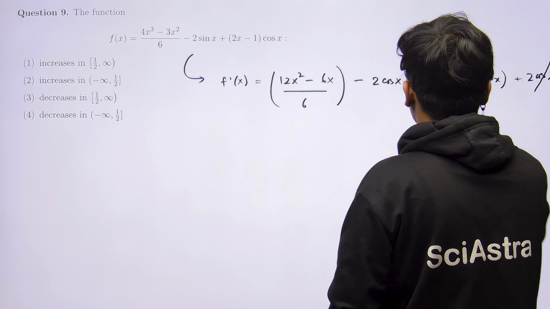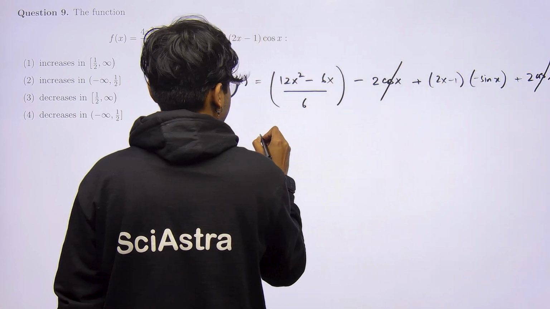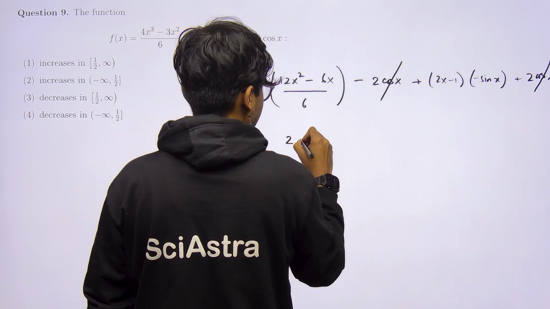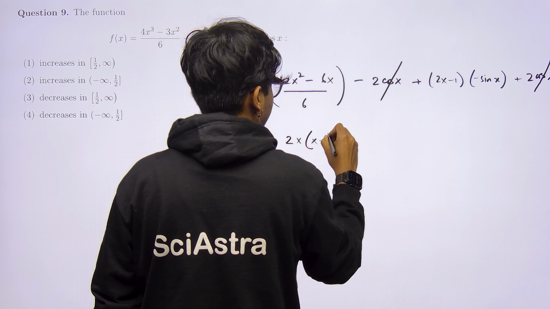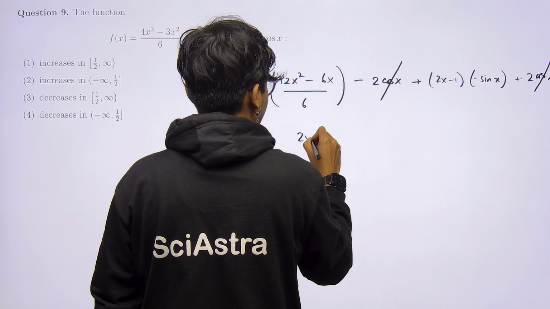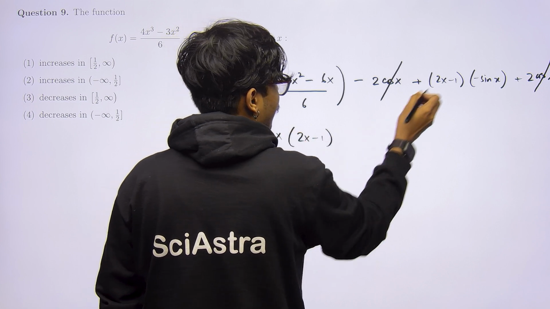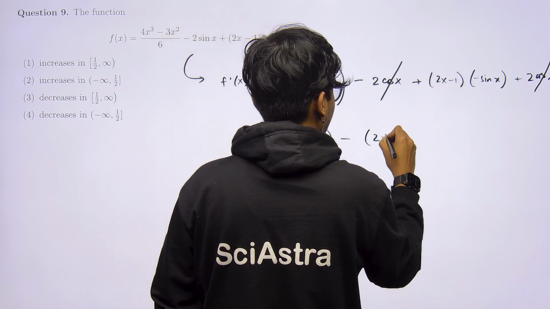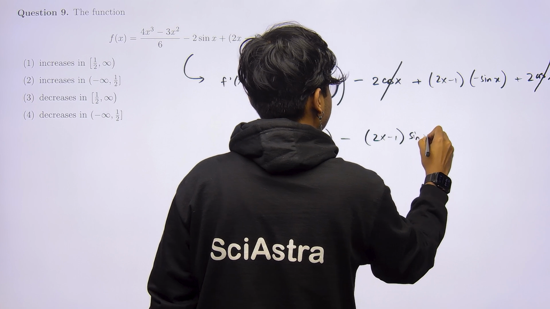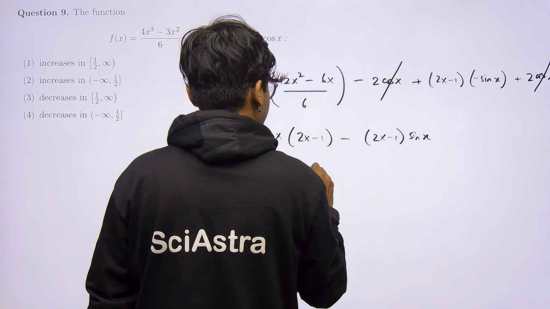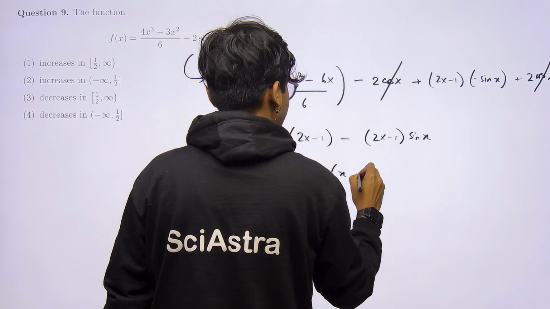Right? So this and this term will cancel out. This first term is nothing but twice of x square minus 1, so that's 2x times x minus 1. Sorry, that's x times 2x minus 1. And this term is going to be minus of 2x minus 1 times sine x. So this derivative is nothing but 2x minus 1 times x minus sine x, right?